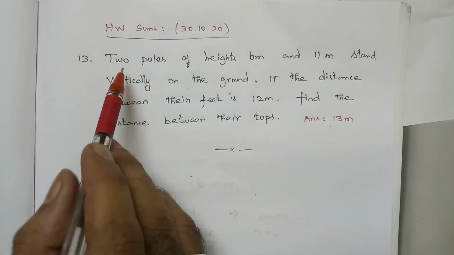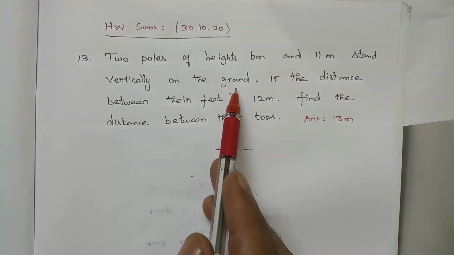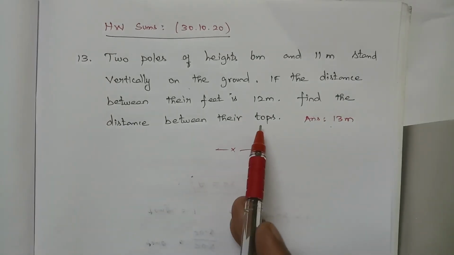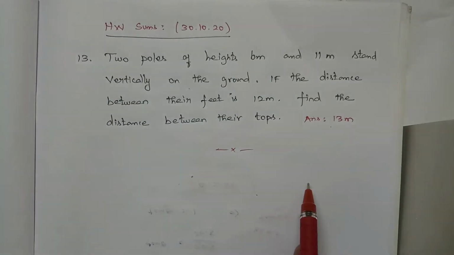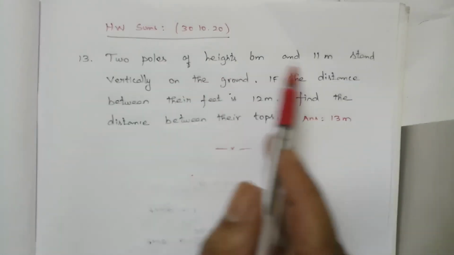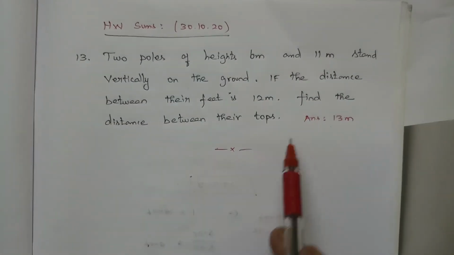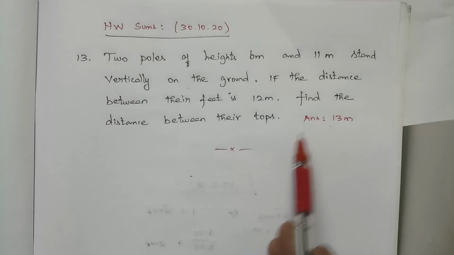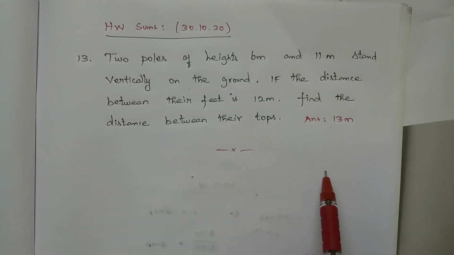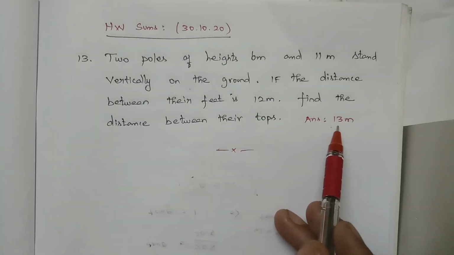Now number 13, homework sum. Two poles of height 6 meter and 11 meter stand vertically on the ground. If the distance between their feet is 12 meter, find the distance between their tops. We are having two poles, the distance between the two feet is 12 meter, one is 6 meter and another one is 11 meter. The first one is small and the next one is somewhat big, right? We want to find the distance between their tops. So just draw the diagram, just analyze, and you can find the final answer is 13 meter, right?